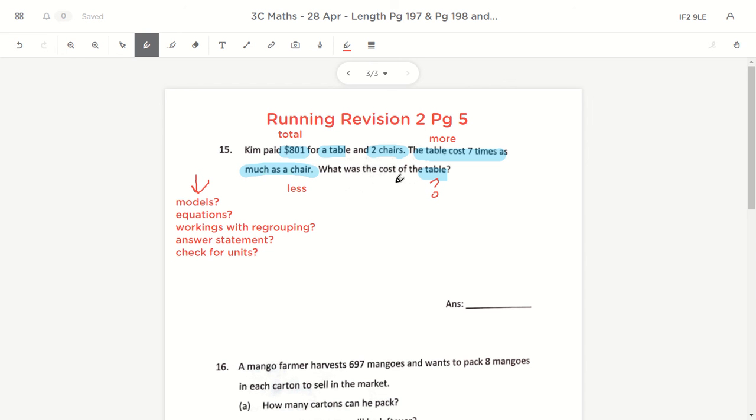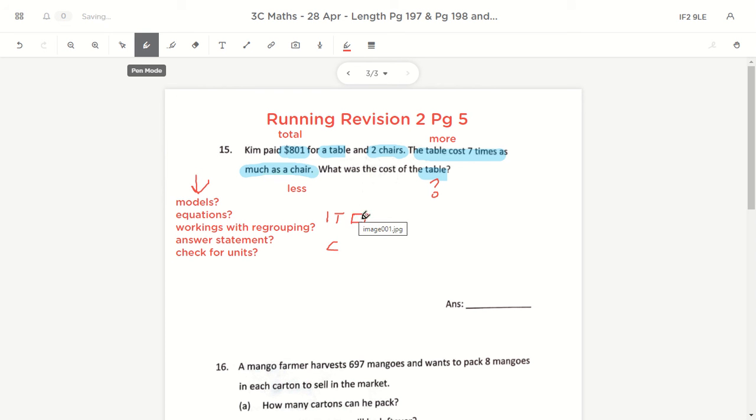Okay, so let's start with the models first. I have one table, two chairs. Let's simplify it first. Let's do one table and one chair so I can show the 7 times. It's very important that your model shows the question itself. Okay, so I have one table and a chair. I want 7 times.